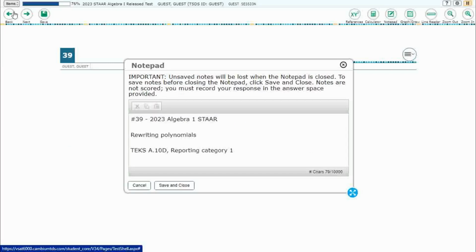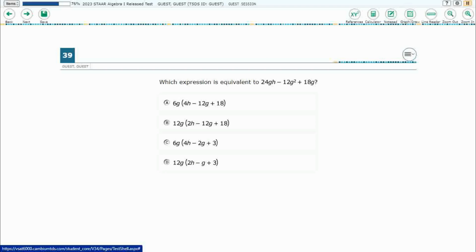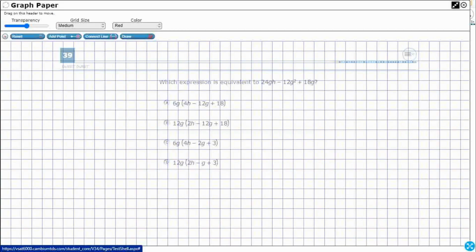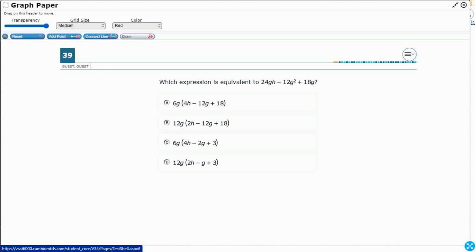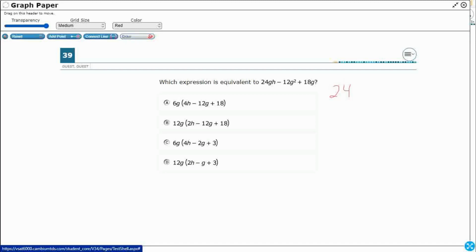So number 39 has us looking at rewriting polynomials. This is TEKS 8.10d, reporting category 1. We simply have an expression here that we need to rewrite using the distributive property. Hopefully we notice that we've got some common factors. So I'm looking at 24gh. I'm going to separate all three terms so we can see what the common factors are. I've got a negative 12g squared, and I've got an 18g.